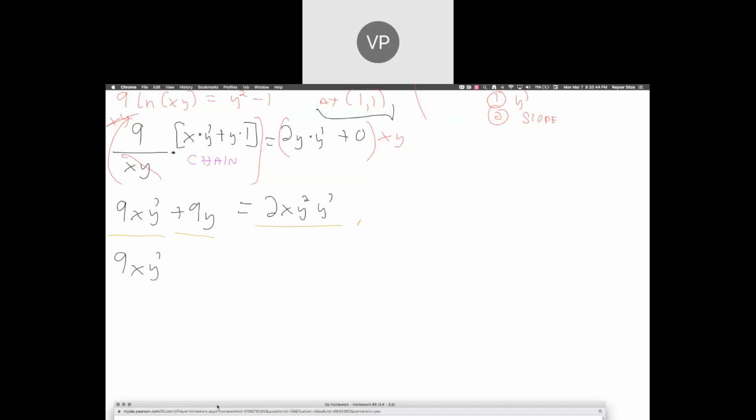So this has a y prime, I leave it here. The other one has a y prime on the far right, so I'm going to move it over. And then, of course, this 9y didn't have it, so I'm moving it to the right. y prime's on the left, non-y prime's on the right. Factor out.